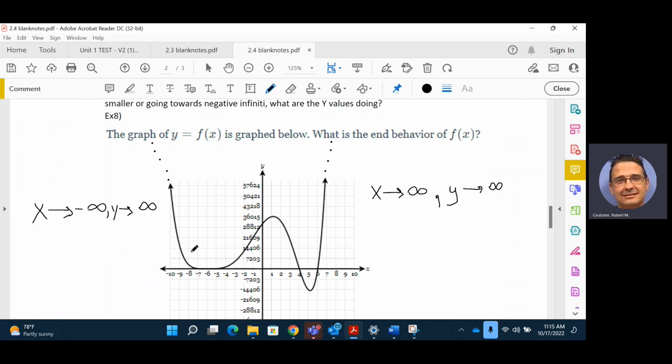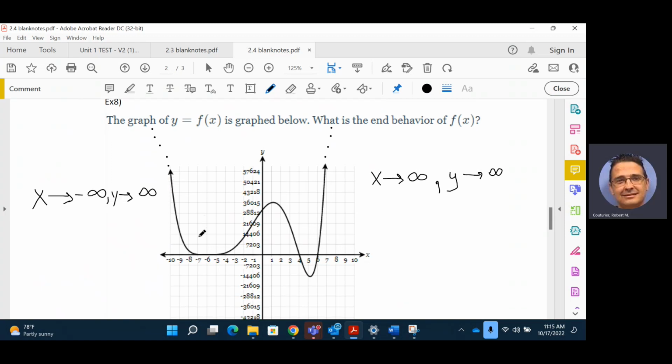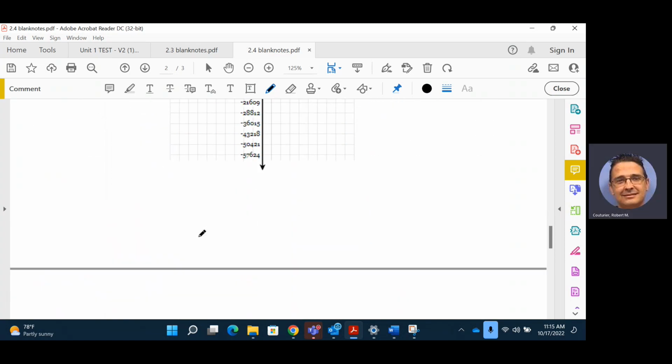If all else fails, any point on this graph here, you start here, -9, and you can trace it back to 14,406. Go over 1 up here. So -10, 57,624. Notice your y values are getting larger every time. It's how you find points off a graph, guys. Let's try another example of this.